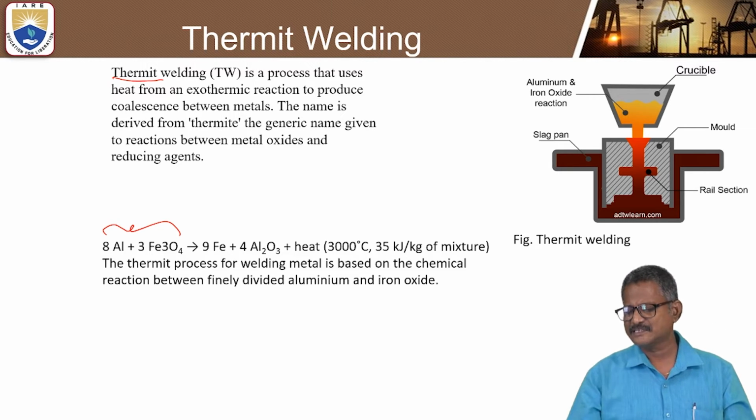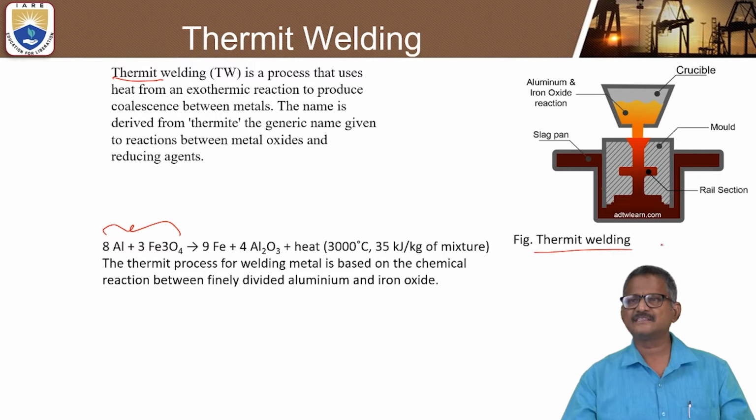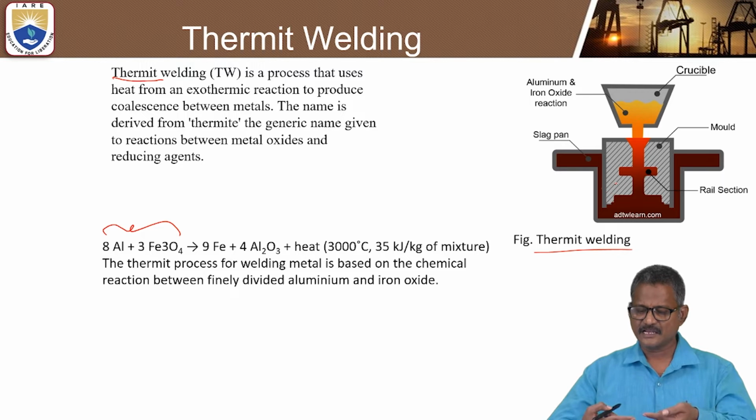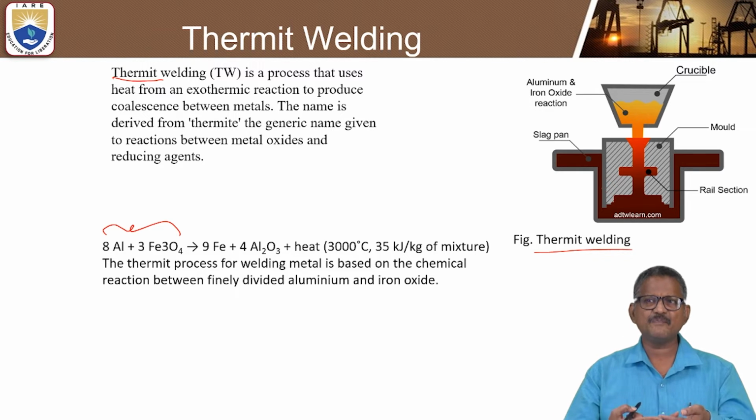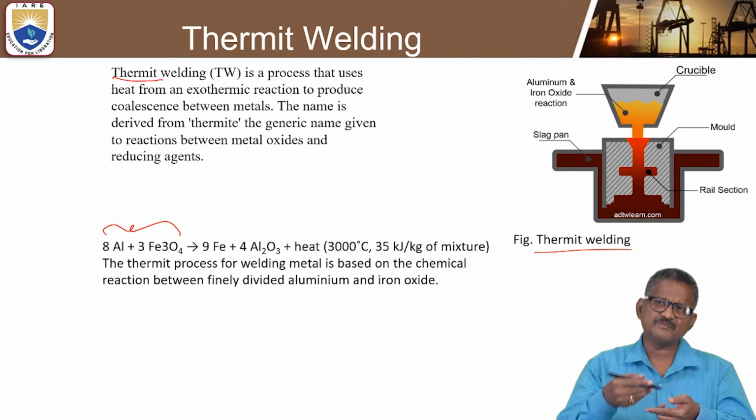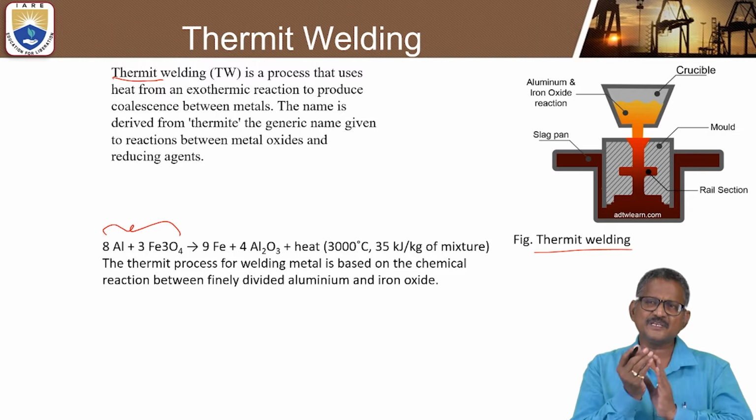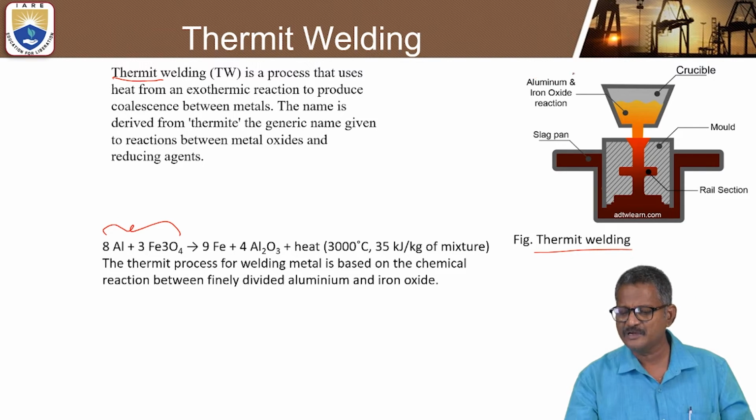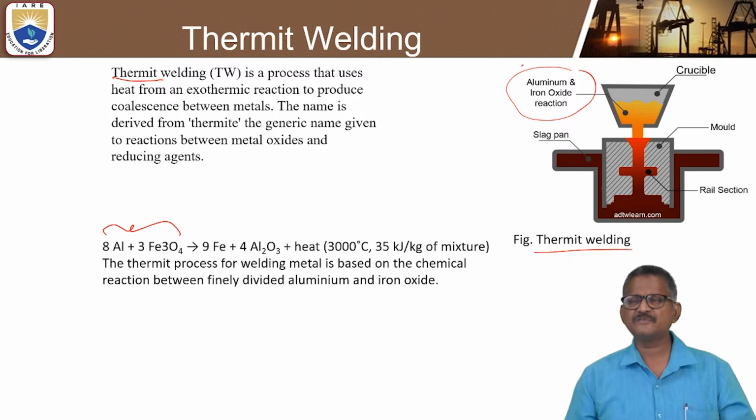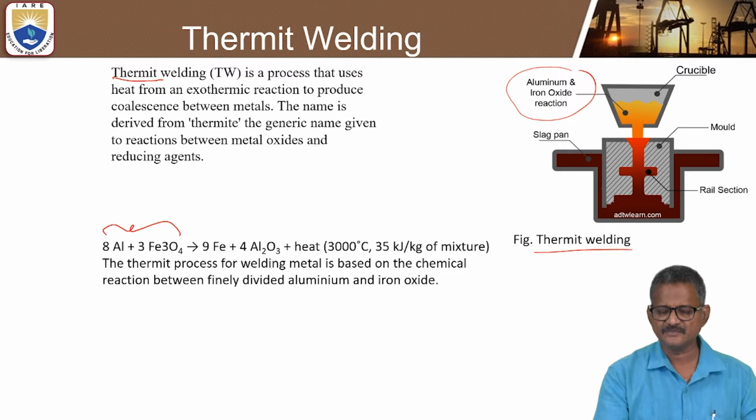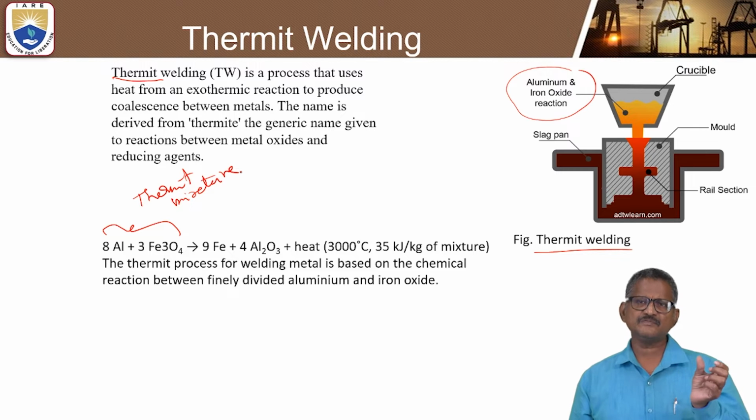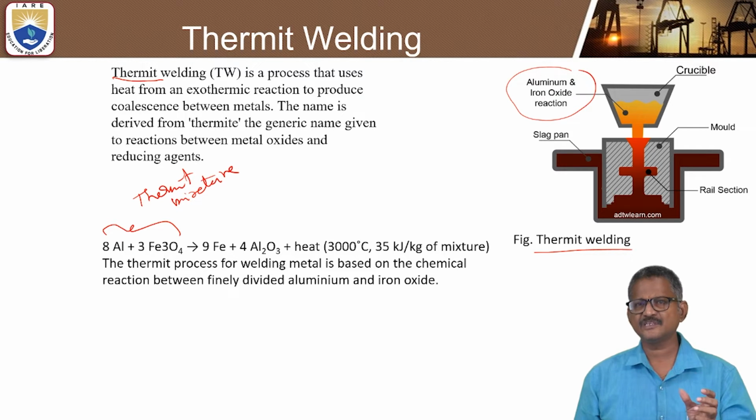So you can see this 3-dimensional figure of thermite welding. These are the rail sections. You can see the rail sections, in between there will be a gap, and how they can pour the molten metal. Especially the thermite mixture, which you can call aluminum and iron oxide, we will call it a thermite mixture.